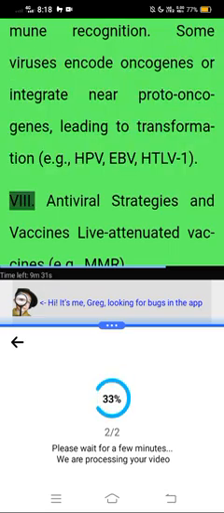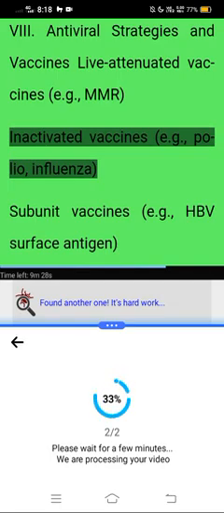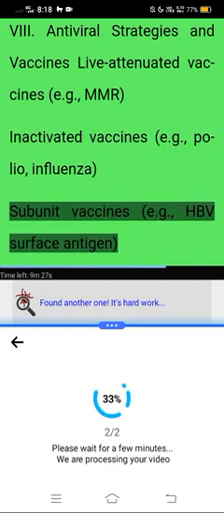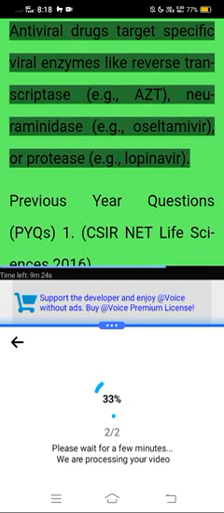8. Antiviral strategies and vaccines. Live attenuated vaccines, e.g., MMR. Inactivated vaccines, e.g., polio, influenza. Subunit vaccines, e.g., HBV surface antigen. Nucleic acid vaccines, e.g., mRNA vaccines for SARS-CoV-2. Antiviral drugs target specific viral enzymes like reverse transcriptase, e.g., AZT; neuraminidase, e.g., oseltamivir; or protease, e.g., lopinavir.